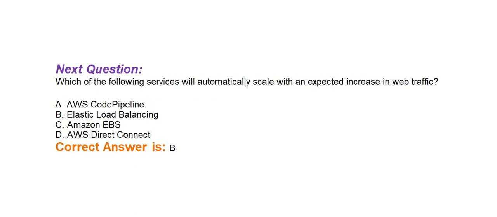Next question. Which of the following services will automatically scale with an expected increase in the web traffic? Option A, AWS CodePipeline. Option B, elastic load balancing. Option C, Amazon EBS. Option D, AWS Direct Connect. Correct answer is option B, elastic load balancing.